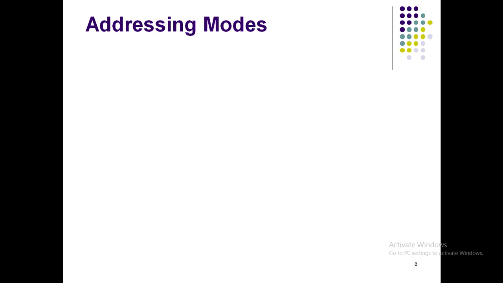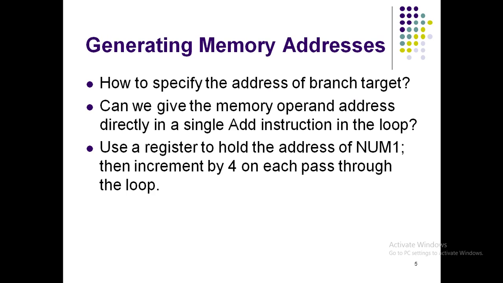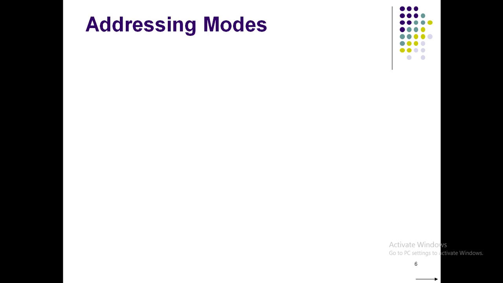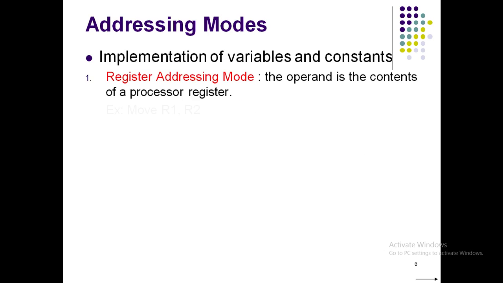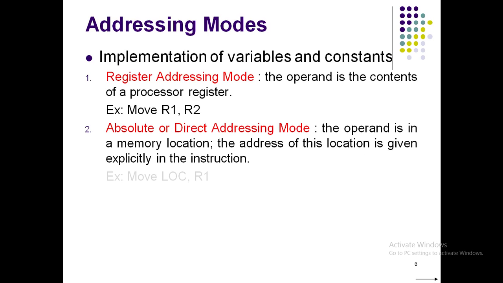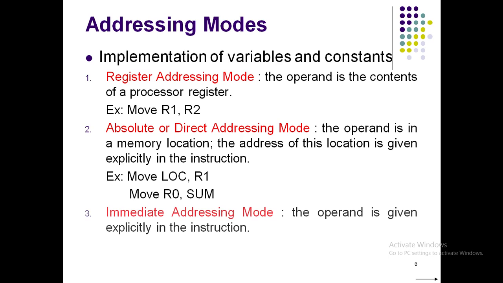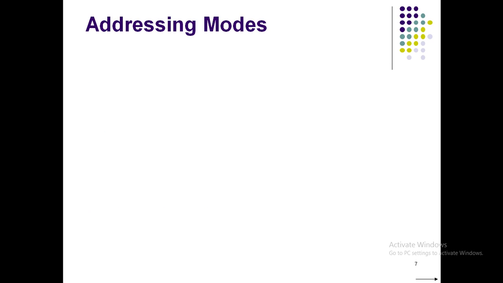So we touched upon these 4 very important questions in the first video lecture. Then we moved ahead and checked the 3 major addressing modes, which are the register addressing mode, which involves 2 registers. Next is absolute addressing mode or direct addressing mode, which involves a memory location. Next is immediate addressing mode, which involves an immediate number.